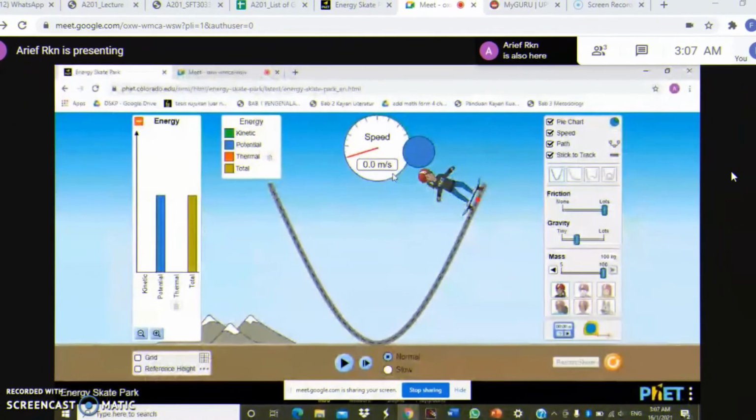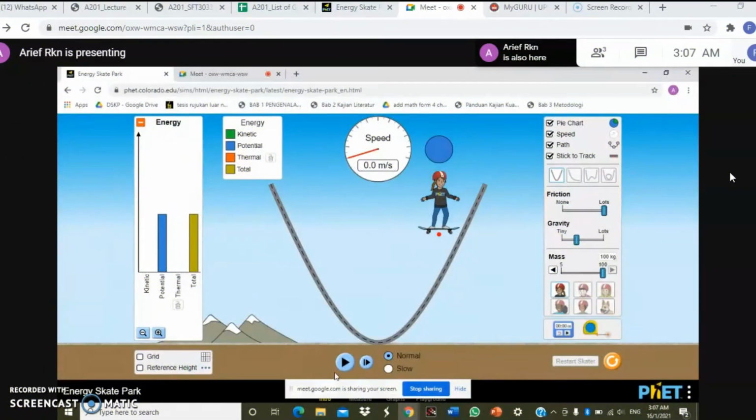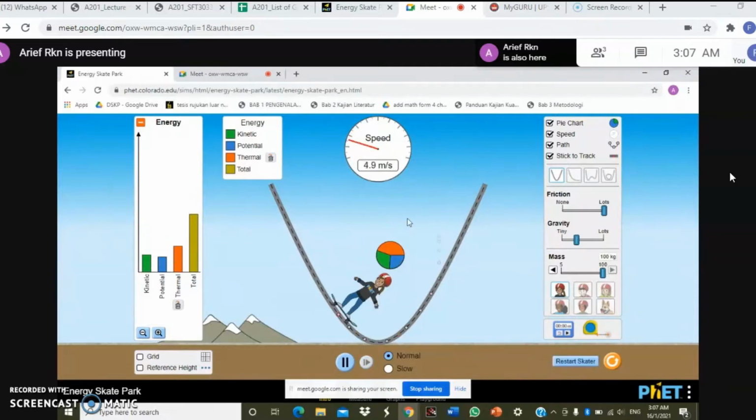So as we can see here, this is our chart, this is our energy bar. So Faris, what are you going to talk about? Okay, refer to the third objective. We want to explain how changing the skater mass affects energy. Okay, so Arif, can you help me? Can you change the friction to none?